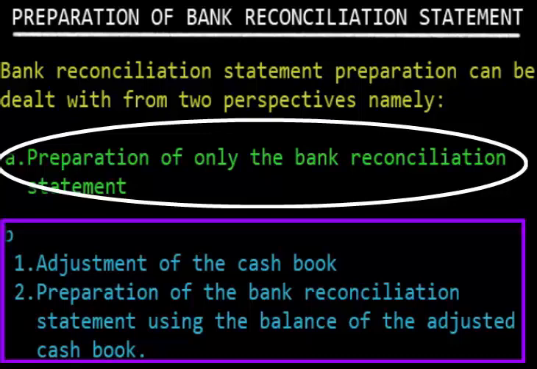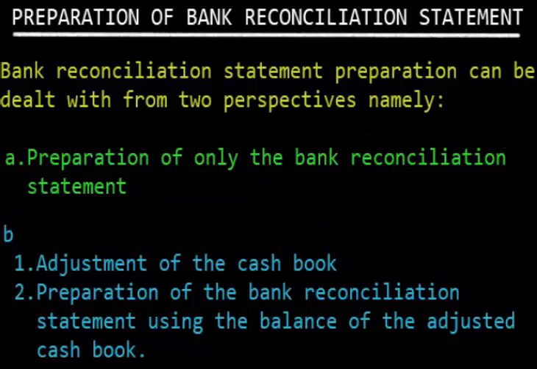It's important to note at this point that whatever method we're using, be it the first method or the second method, the answers must be equal. Also, examiners prefer using the second method more than the first method, as this one is more complex in terms of adjusting the cash book and using the cash book to prepare your bank reconciliation statement. But generally, students should know both methods and how they can be applied in solving questions.